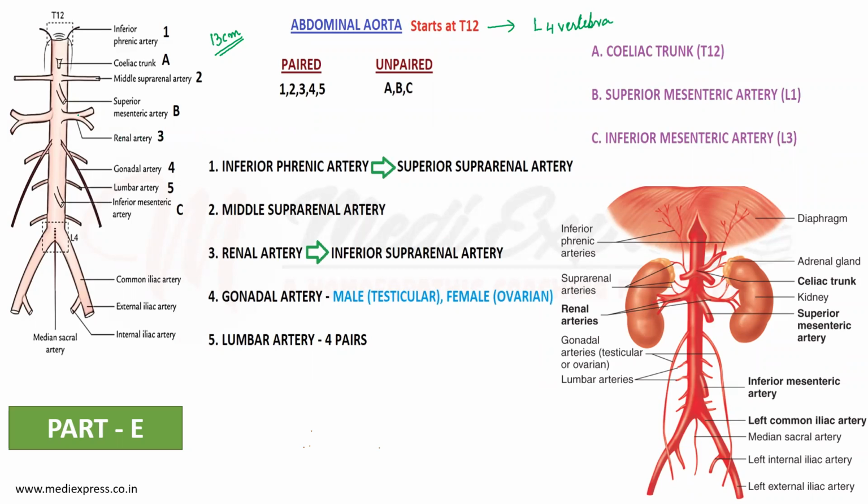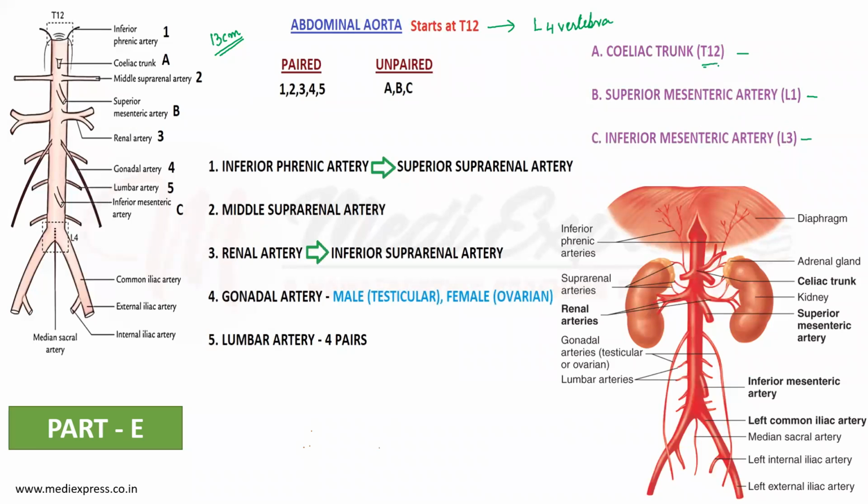Now, the first one you need to remember is about the unpaired ones. Unpaired ones are divided into celiac trunk, superior mesenteric artery, and inferior mesenteric artery. Remember, we'll be dealing with each and everything in the upcoming slides. So, these are the first ones. There are unpaired ones, that is celiac trunk, superior mesenteric artery, and inferior mesenteric artery.